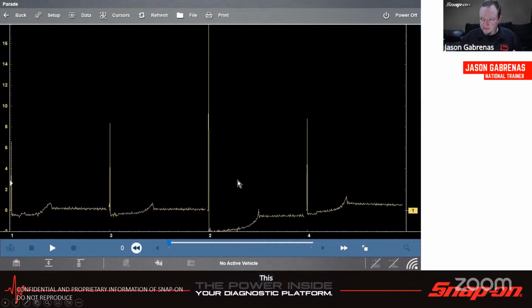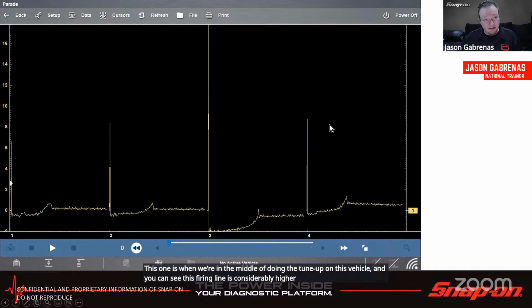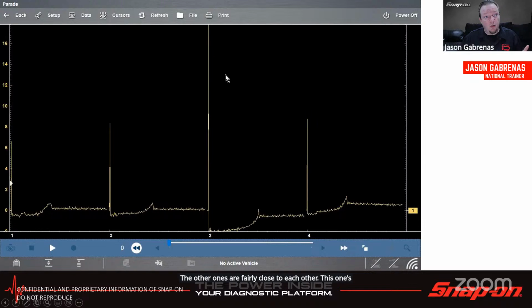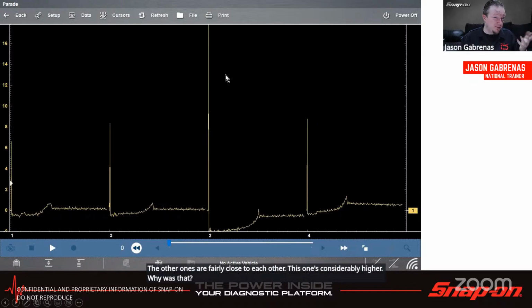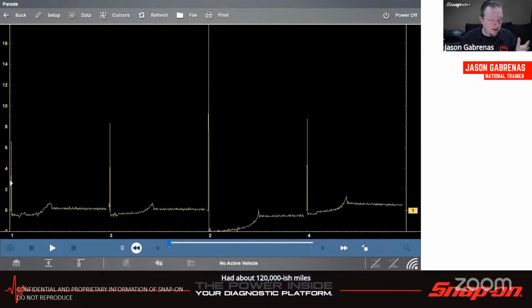This one is when we're in the middle of doing the tune-up on this vehicle, and you can see this firing line is considerably higher than all the rest. The other ones are fairly close to each other. This one's considerably higher. Why was that? It had about 120,000-ish miles, 1,000 miles on it.